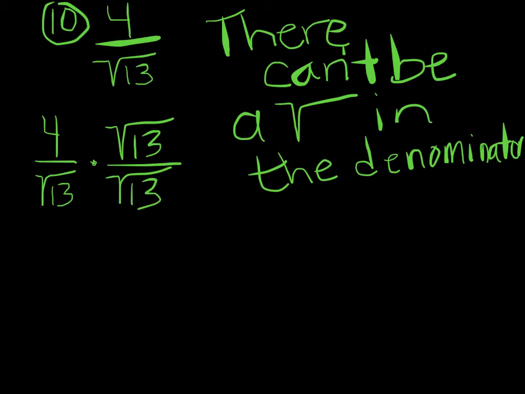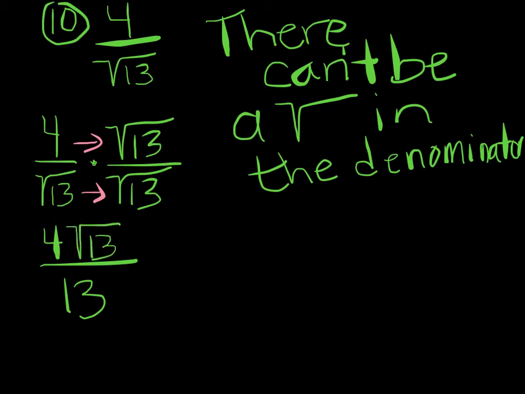Remember, we're going to multiply straight across the numerator and straight across the denominator. So the square root of 13 times the square root of 13 is just 13, because I've got 2 13s, so I can pull 1 out. And then the numerator of the fraction is 4 times the square root of 13. And 4 13ths will not reduce, so that's our answer on number 10.